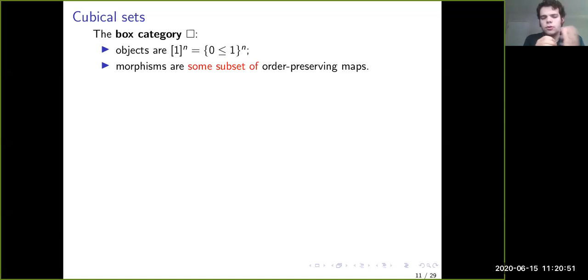They're presheaves on what we call the box category. That's a category whose objects are the posets 1 to the n for n greater than or equal to 0, so all the powers of this poset 0 less than or equal to 1. And there are various different definitions of the box category, but in general, the morphisms will be some subset of the order preserving maps between these posets, not necessarily all order preserving maps.